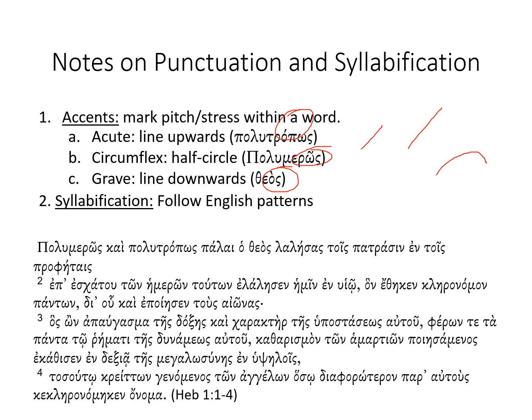Here we have Hebrews 1:1-4. And you can see the examples on polutropos here and polumeros. So polumeros kai polutropos palai, ho theos lalesas tois patrasin en tois prophetais. So just an example here from verse 1, we have the circumflex, we have an acute, a grave right there.